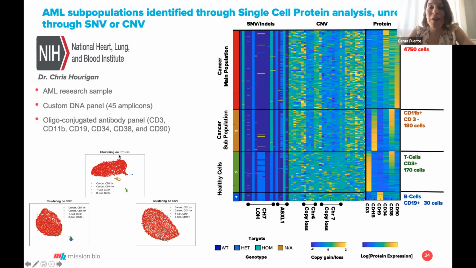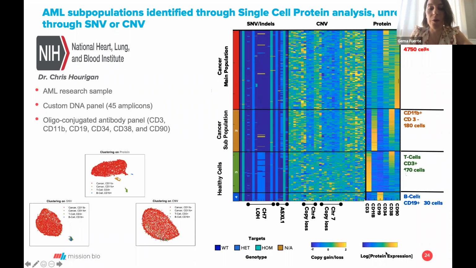So this is what the results look like, and don't worry, I know it is busy, but I will break it into different sections. Let's just look at the protein information first. Based on the proteins, as you see in this TSNE, we have 4 different populations. We have the main cancer population with CD11B negative, CD34, CD38, CD90 positive, which is almost 4,800 cells. Then we have a cancer subpopulation, which is CD11B positive, CD3, 180 cells. And then we have the healthy cells, which are the T cells, CD3, and B cells, CD19. So this is based on the protein.